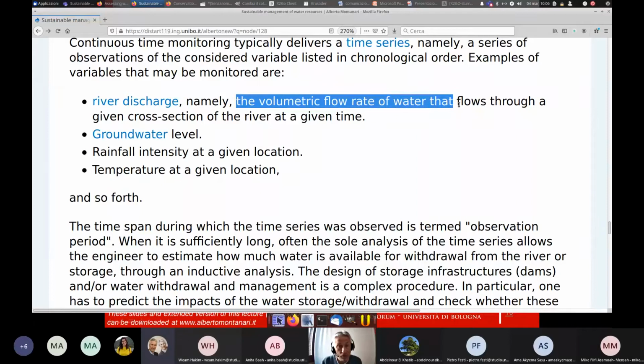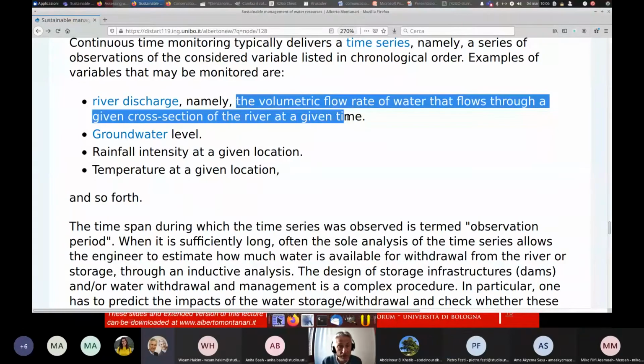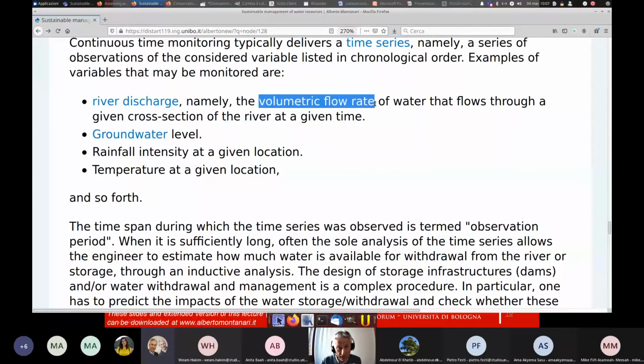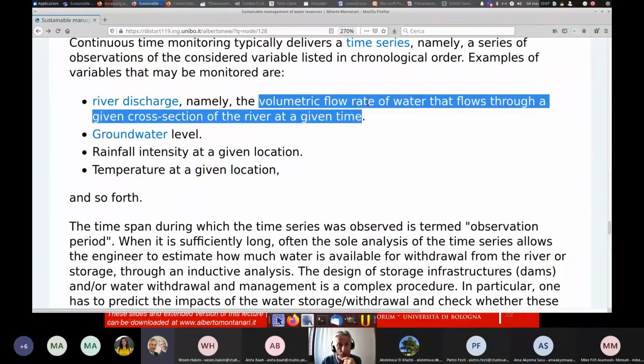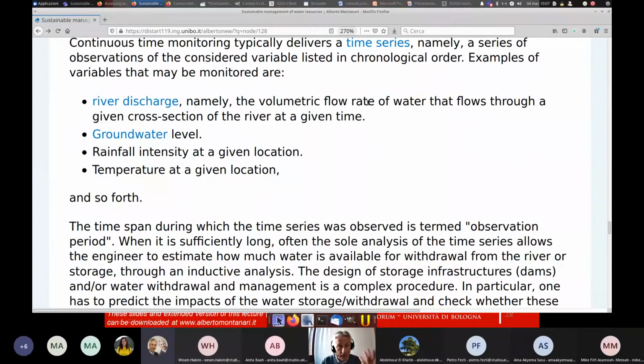of water that flows through a given cross section of the river at a given time. So you need to refer to a cross section. We will see in a moment what a cross section is. But let's say you need to refer to a river location and you need to refer to a given time. The river flow or volumetric flow rate or river discharge is the amount of volume that flows through the cross section per unit time, or in more rigorous words, the volumetric flow rate of water that flows through a given cross section at a given time. When I say flow rate, I mean water volume per unit time.